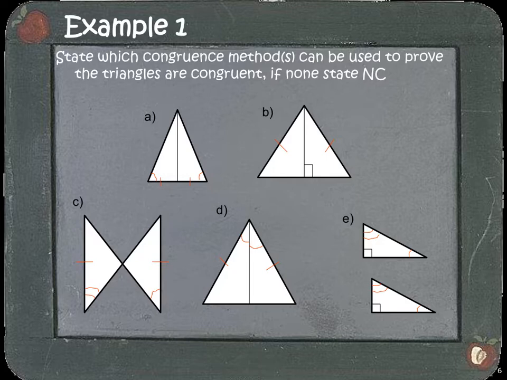Okay, so these just say state which congruence method or methods can be used to prove the triangles are congruent. If none, state NC. So you don't have to give me a full drawn out proof. You just have to state yes or no. Are they congruent? And if they are, which of the acronyms can you use? Now you've got 3, right? Because if we take into consideration what we learned yesterday, we've got side, side, side. We've got side, angle, side. And you've got hypotenuse leg. So you almost have like a bank to choose from.